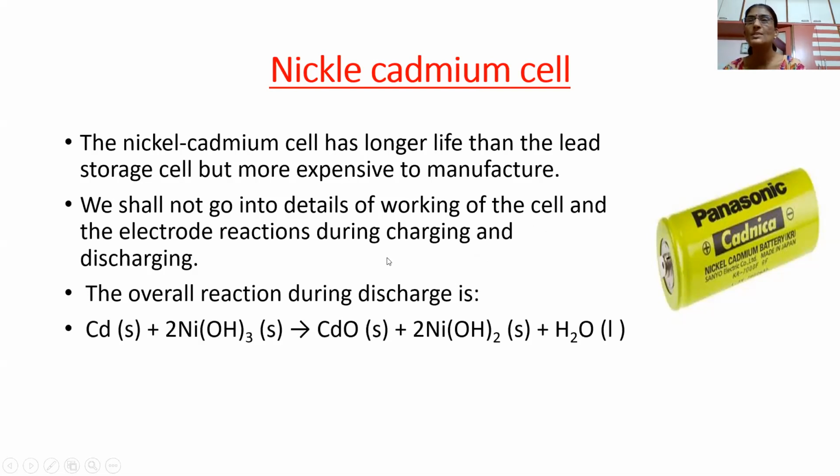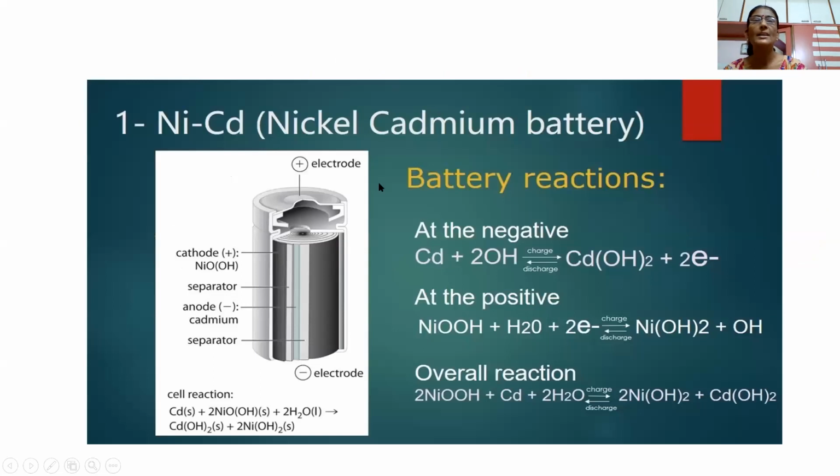For boards you can do this much only, but in detail, see, this is a nickel cadmium battery. Cathode is made up of NiO(OH). Anode is made up of cadmium, and we have to connect some negative and positive electrodes. So at the negative, means at the anode, cadmium undergoes oxidation and forms Cd(OH)2, and at the positive electrode, what is this? NiO(OH), write it in brackets. So NiO(OH) undergoes reduction and forms Ni(OH)2. Overall reaction is this much.